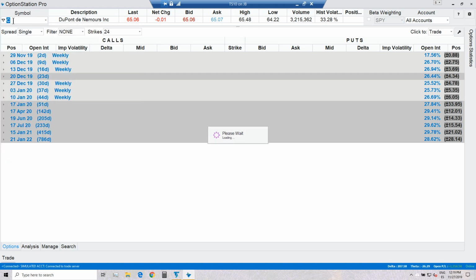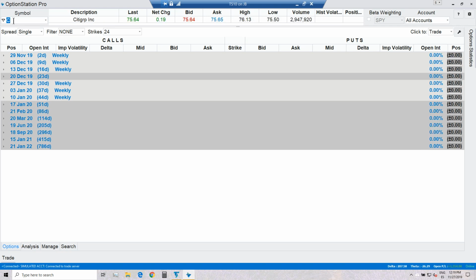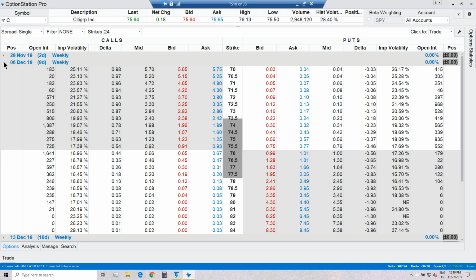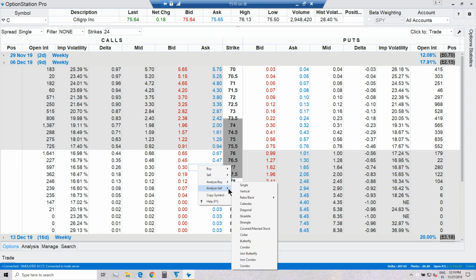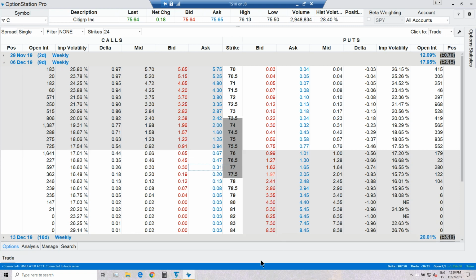Okay, so I am loading the option chain with Citicorp. That's it, I have it. So I got multiple expiration dates there. I will start with December 6th, which is what we normally do. Okay, we always go for the shorter expiration date, and this is the time where I said, without even thinking about it, just click anywhere, as long as you got December 6th, and click on Analyze Sell, and then add an iron condor.